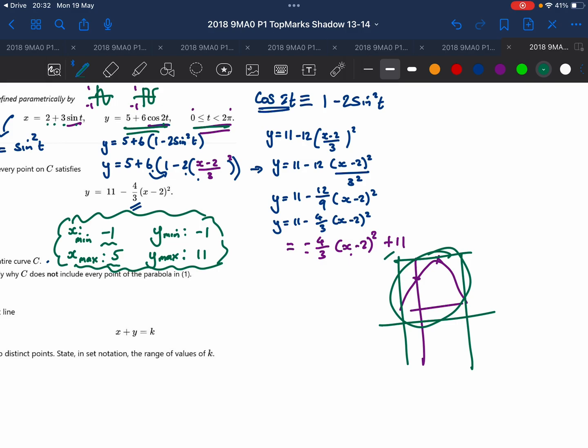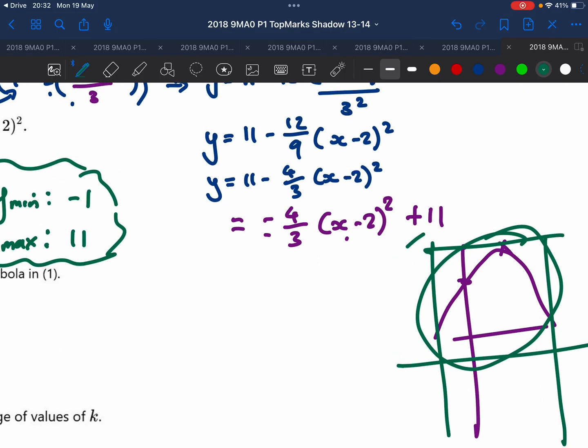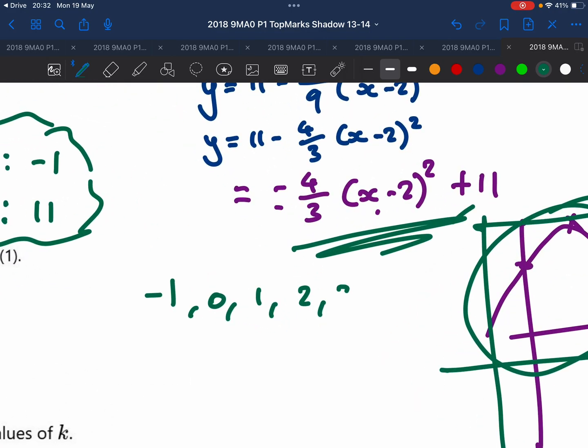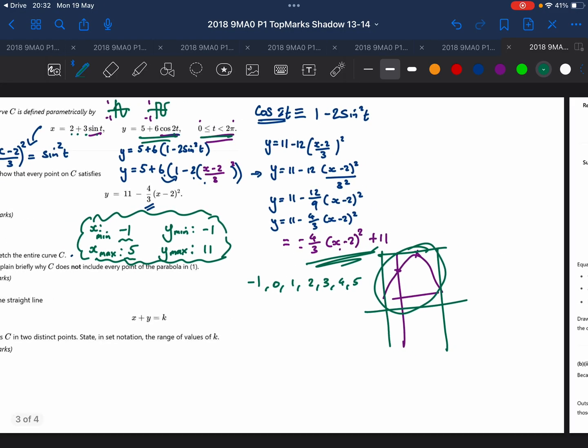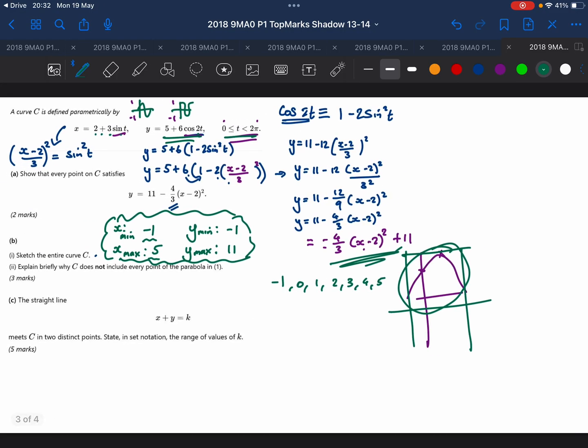I could use a graphing calculator to help me come up with it. But quite a good way to do it would be to put this in your calculator from -1 to 0 to 1 to 2. What are we going up to? Because there's not that many values, this is probably not the worst way to do it, time-wise. Okay, so I'd put these values in, and I'm just going to do that myself to see what that looks like. So 11 minus 4 over 3, x minus 2 squared. Yeah, it looks pretty much like what we said.